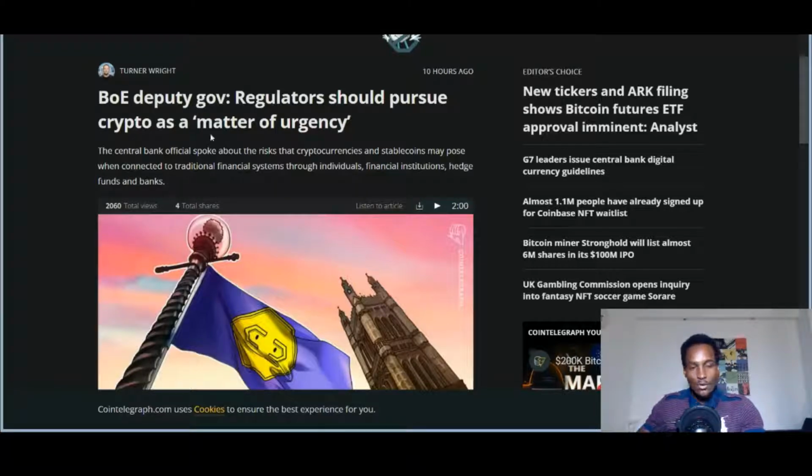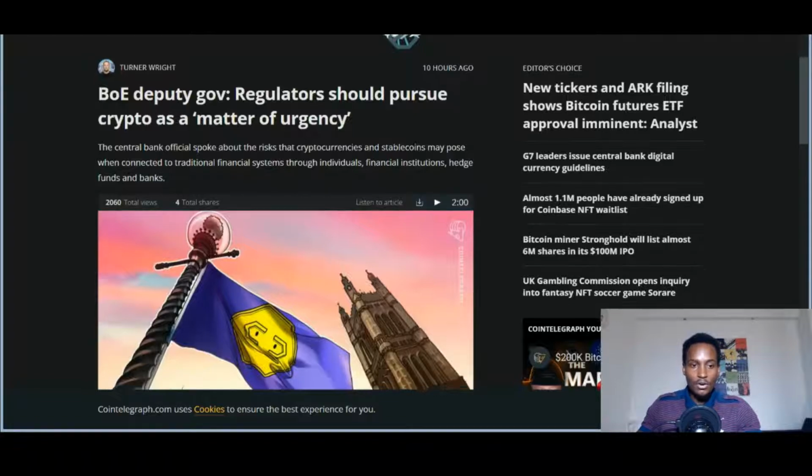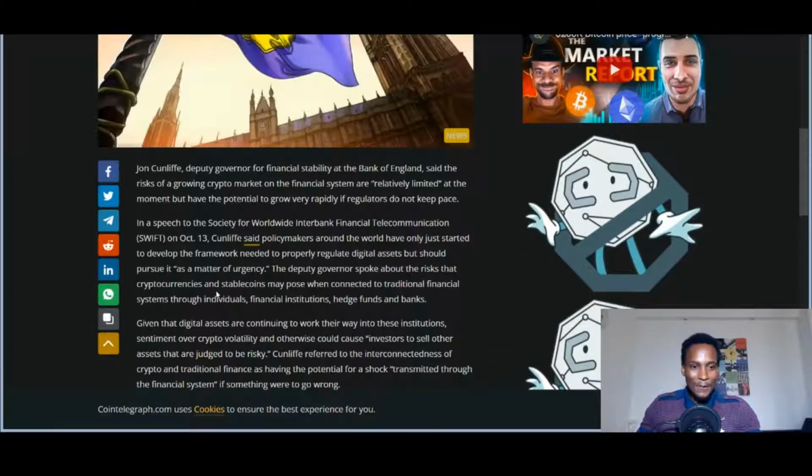So next article, we see Bank of England deputy governor: regulators should pursue crypto as a matter of urgency. So in a speech to the Society for Worldwide Interbank Financial Telecommunications, SWIFT, so SWIFT is Society for Worldwide Interbank Financial Telecommunication. To think that I'd never looked that up. That's interesting. Okay, on October 13th, Cunliffe said policymakers around the world have only just started to develop the framework needed to properly regulate digital assets, but should pursue it as a matter of urgency.